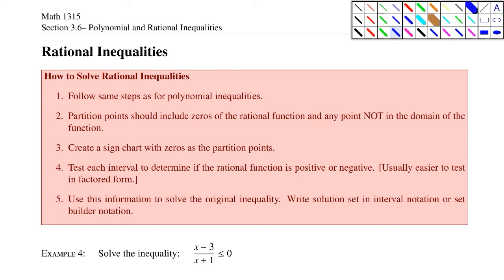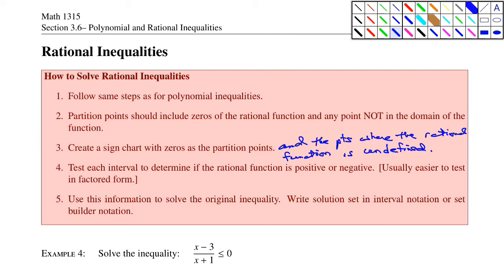that x value. Number 3, create the sign chart with the zeros as the partition points, and let's put in the points where the rational function is undefined. So it's not just the zeros, it's more than just the zeros.